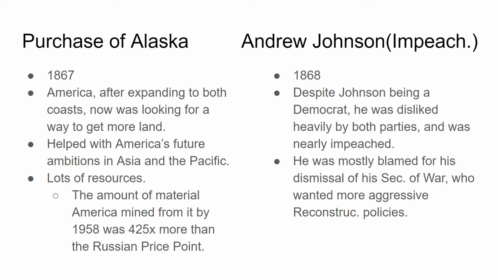We also have Andrew Johnson. He is almost impeached. He's not really liked by either party, even though he identifies as a Democrat, and he was nearly impeached, by the way, I forgot to mention. His Secretary of War wanted more aggressive Reconstruction policies. At this time, Andrew Johnson was not at all. He was very lenient. He didn't want to anger the South at all, and he was very laid back as a president. He didn't do much during his presidency, and he was almost impeached because he dismissed his Secretary of War. And as you can see, more aggressive Reconstruction policies is what he wanted.